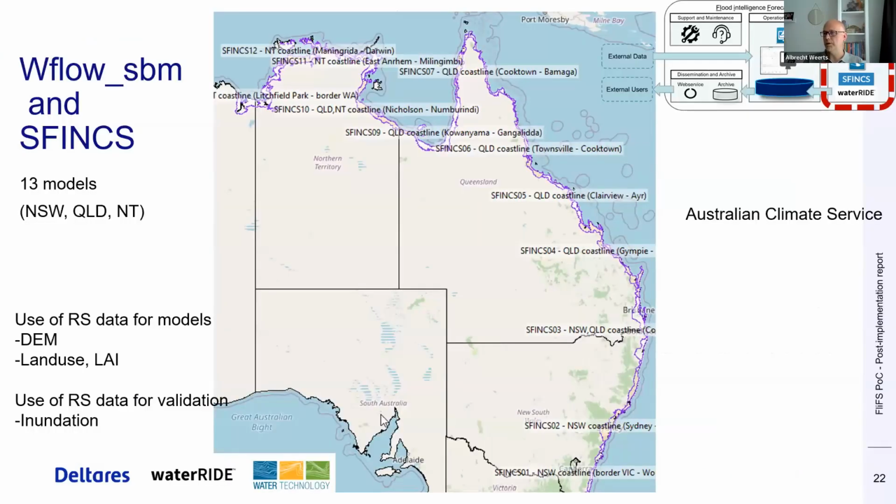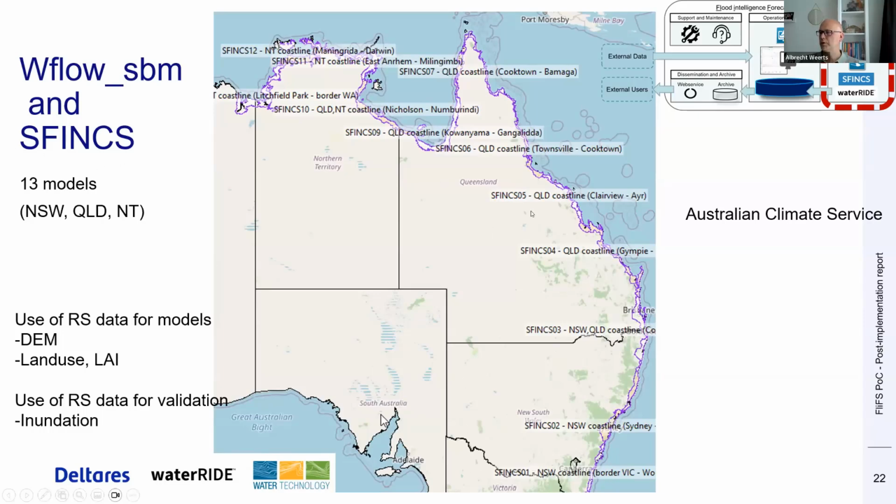Then I come to a completely different example, which we did for the Australian Climate Service, where we set up distributed hydrological models, WFlow SBM, and SFINCS models. SFINCS is a model to calculate 2D inundation, a super fast inundation solver for coastal flooding.